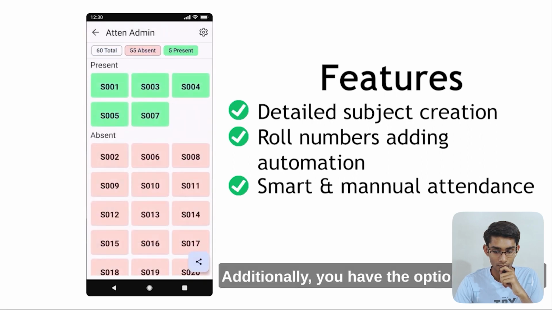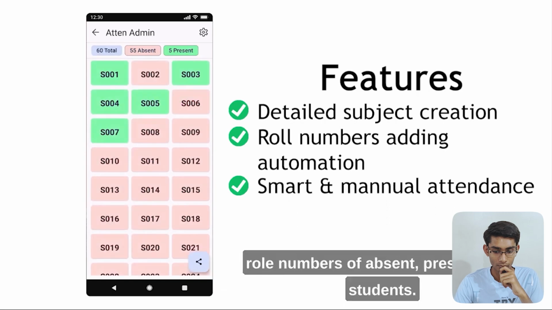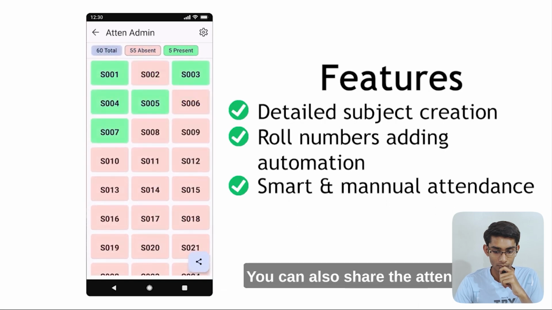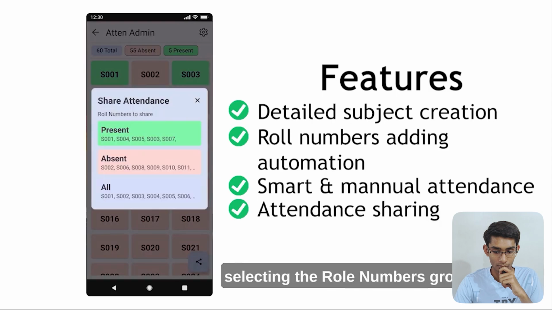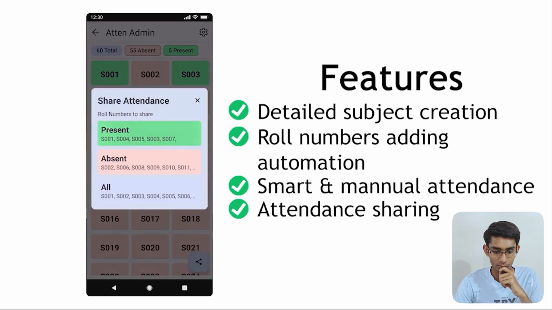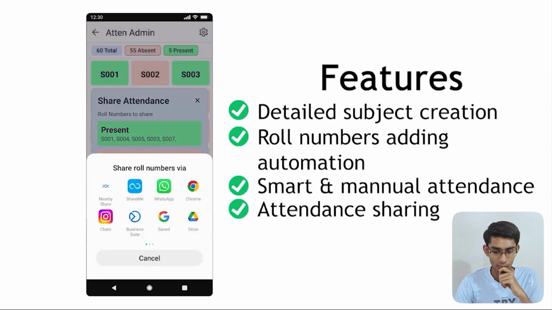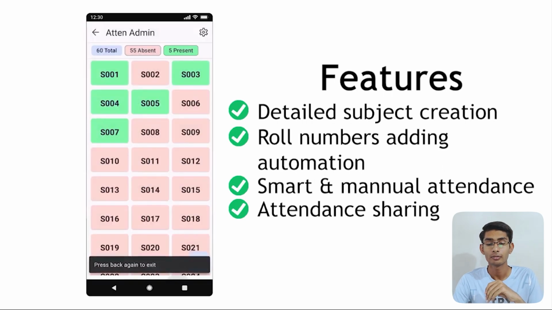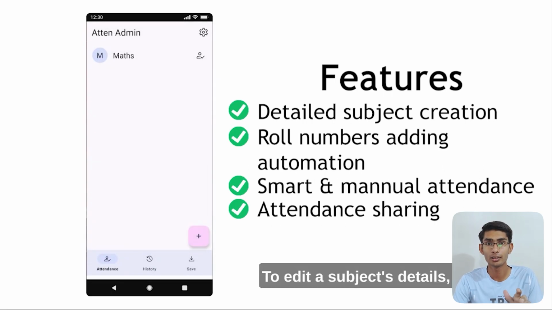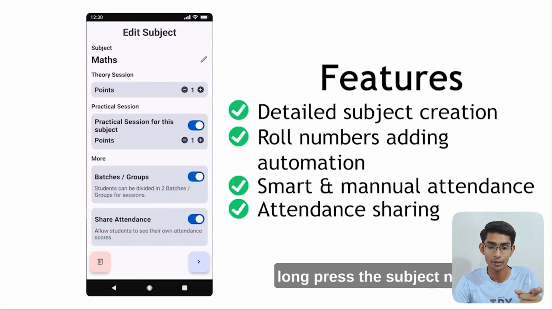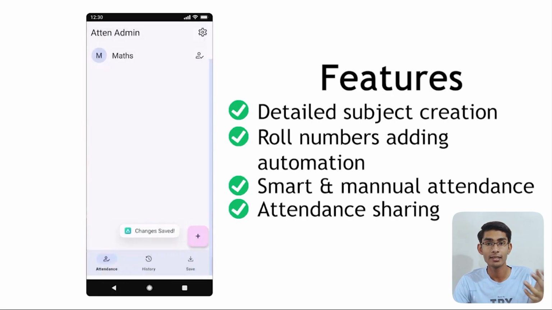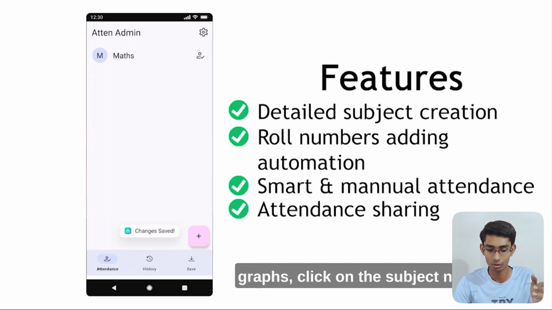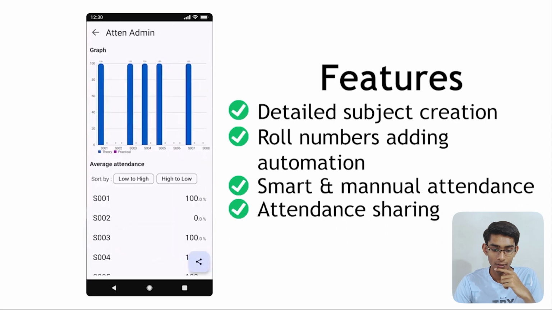Additionally, you have the option to view the roll numbers of absent, present, or all students. You can also share the attendance by selecting the roll numbers group to share. To edit a subject's details, simply long press the subject name. If you want to see more details and graphs, click on the subject name itself.